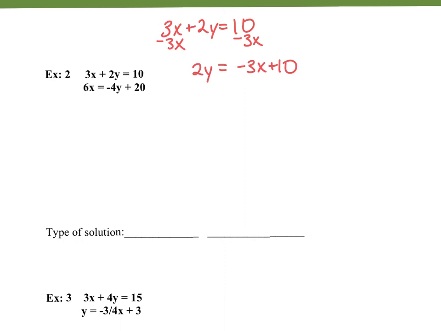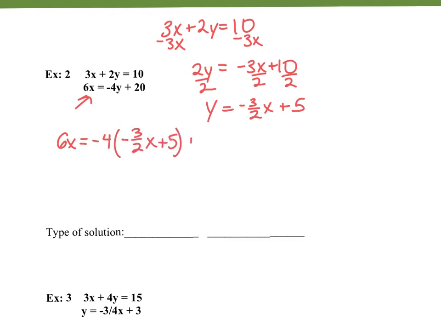What do we think? Divide by 2. So y equals negative 3/2 x plus 5. Good. Now we've got y by itself. We're going to plug that into the next one. So 6x equals negative 4 times that y plus 20.